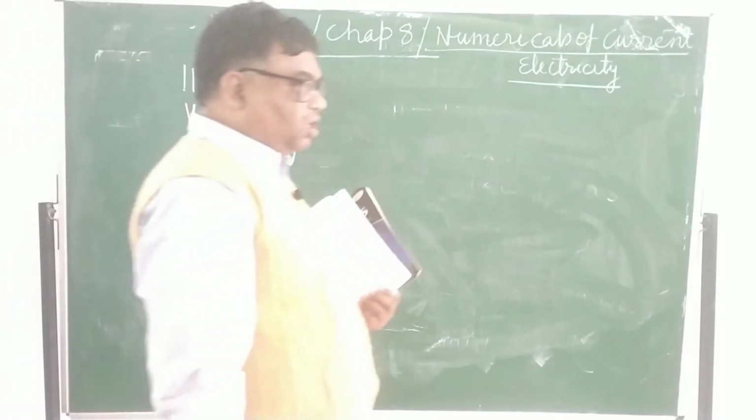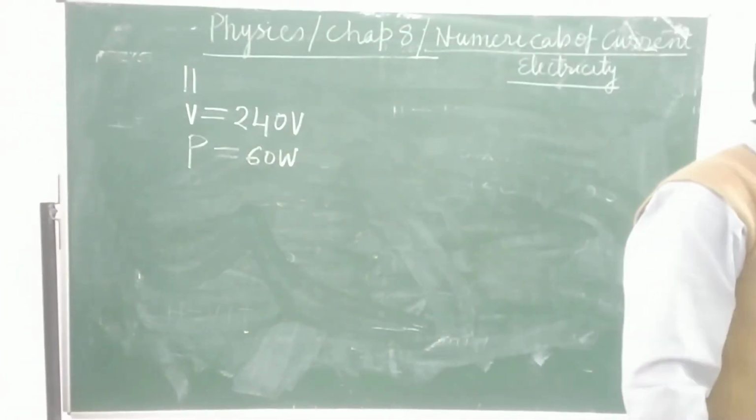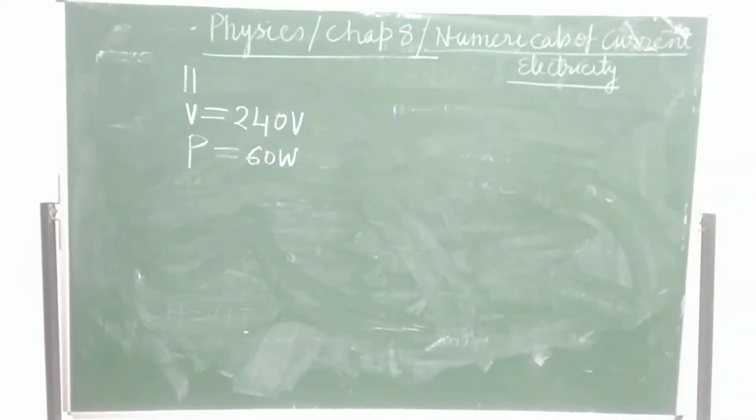So see here, what is the meaning of normal working condition? Means when the supply voltage is same as the rated voltage. But if the supply voltage is lesser than or more than the rated voltage, then we will say that it is not working under the normal condition. It is working under reduced voltage or working under more voltage. It is clear?